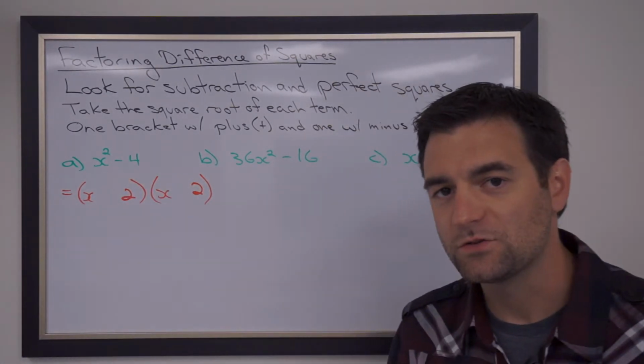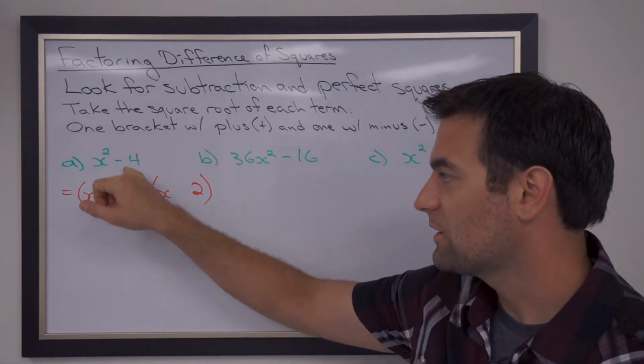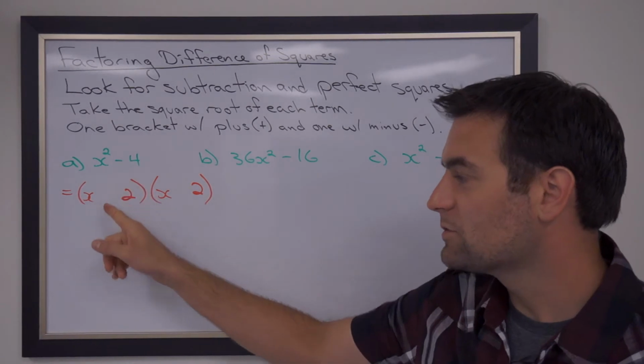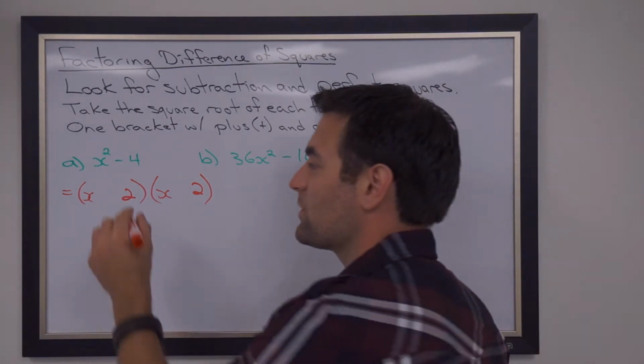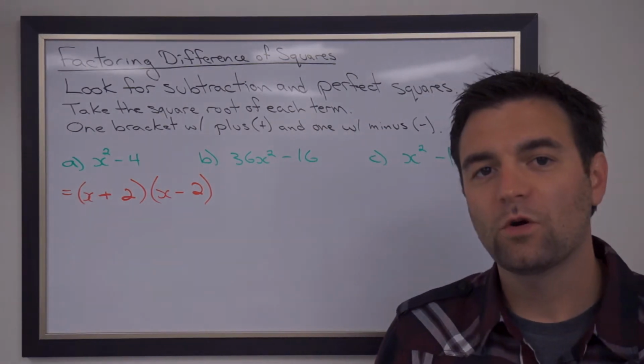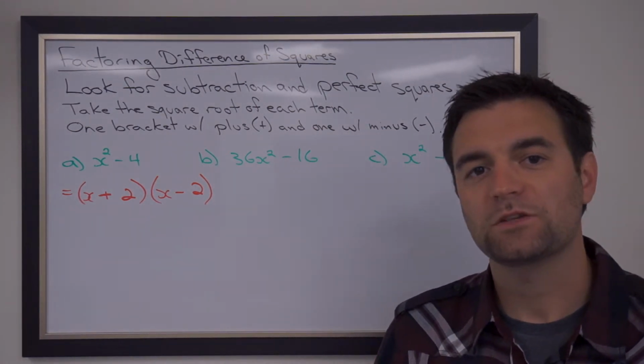at the end of each bracket. So the x is at the start, the 4 was at the end. We put that in the same position. And then in between those two was a minus sign. That's where we put our plus and our minus. So x squared minus 4 factors down to (x plus 2)(x minus 2).